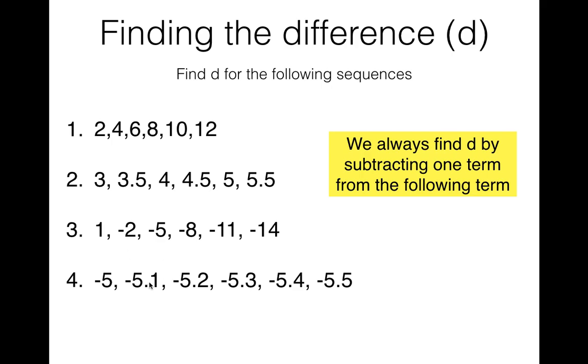And then we've got minus 5.1 minus minus 5. And again we've got 2 negatives, so it becomes minus 5.1 plus 5. So we end up with 0.1, minus 0.1, sorry. So the common difference here is minus 0.1. So that's finding D by subtracting one term from the following term. Always make sure you're doing it the right way around.